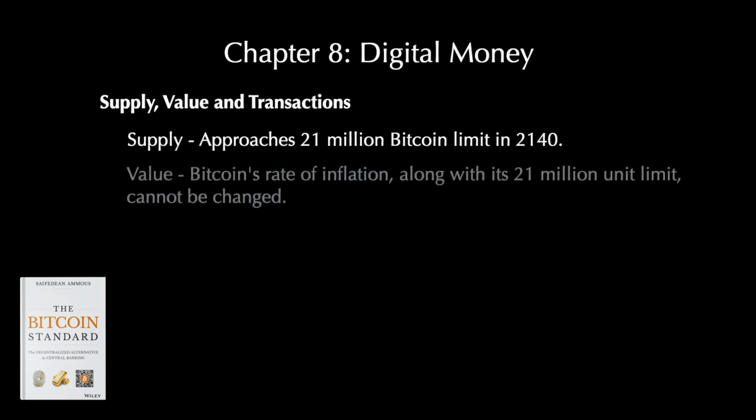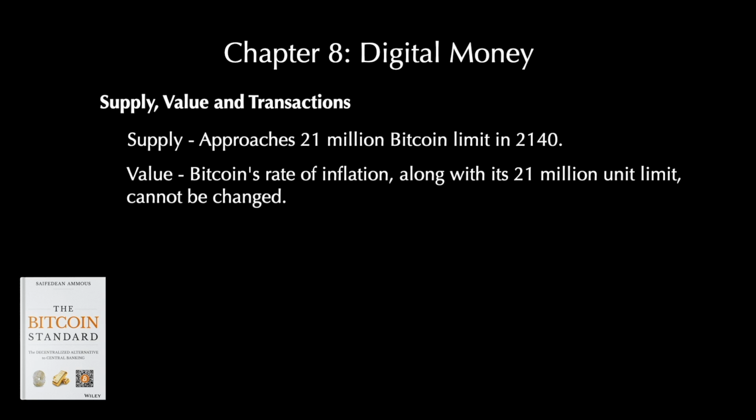Bitcoin's low, predetermined rate of supply growth, which cannot be arbitrarily increased by any authority, is a key factor in its appreciation in value. When demand for Bitcoin increases, the only way for the market to meet this demand is for the price to rise enough to incentivize holders to sell some of their Bitcoin.